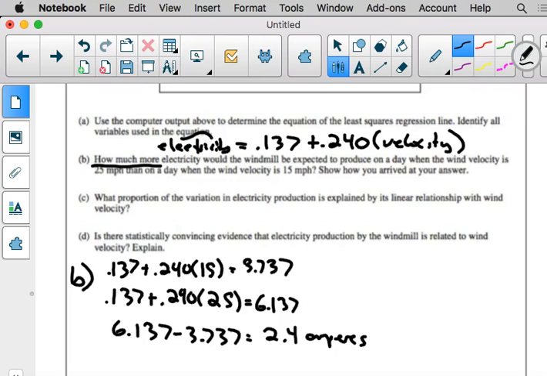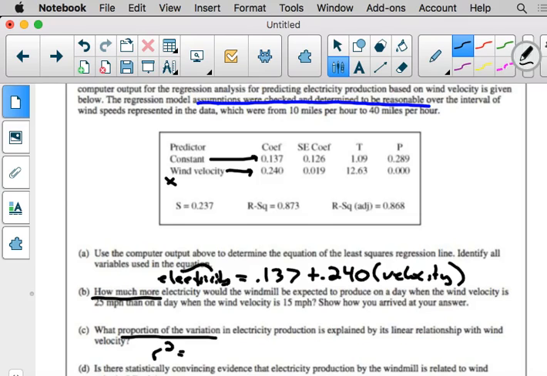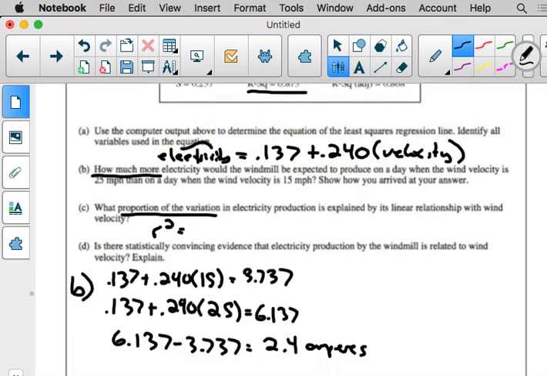What proportion of the variation in electricity production is explained by the linear relationship? Percent variation, proportion of variation. Well, that sounds a lot like R squared. So that one is honestly just asking you for R squared. And the nice thing is R squared is something they provide in the table. It's 0.873. So we would expect 87.3% of the variation to be explained by this linear regression model that we just made.